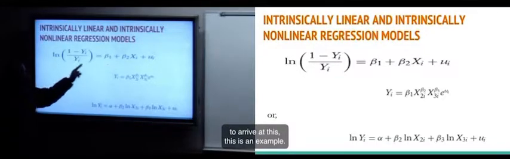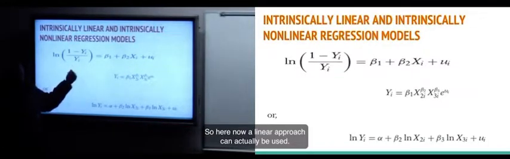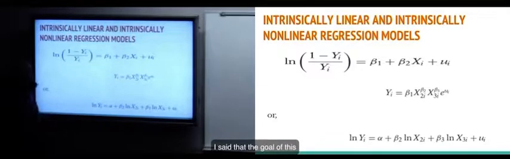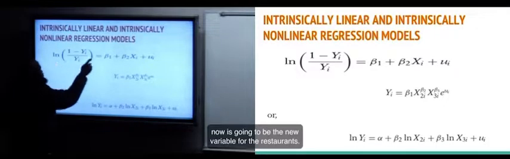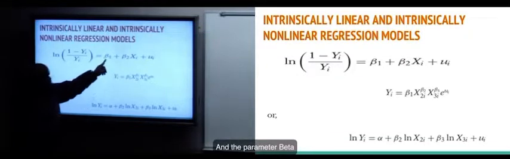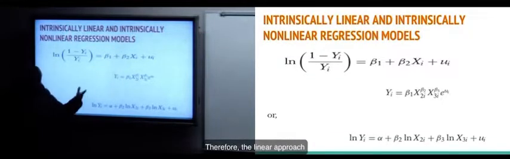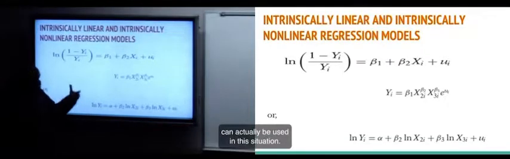This is an example. Here a linear approach can actually be used, except that the whole of this now becomes the new variable for the response, and the parameters beta 1, beta 2 are in linear form. Therefore, the linear approach can be used in this situation.